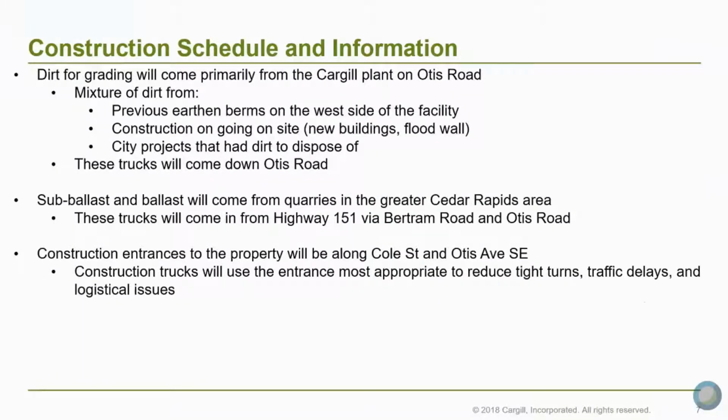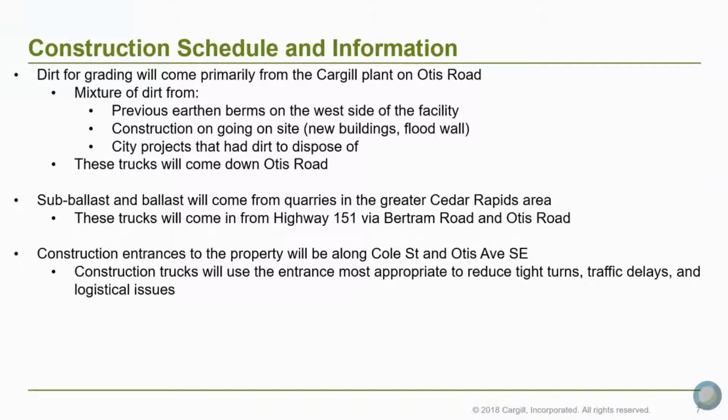Dirt for grading will primarily come from the Cargill plant on Otis Road. We have a significant amount of earth and clay over on the west side. Some of that has come from the previous earthen berms on the west side of the facility that we built for flood protection. We currently have construction slated to start pretty quickly on site. We're building a new building, as well as there's flood wall construction going on, so we'll take that dirt. And then the city also has some projects that they have some dirt that they needed to dispose of. We will be taking that dirt as well, so that they don't have to pay to dispose of it. All of these trucks will come from the plant down Otis Road into the rail yard.